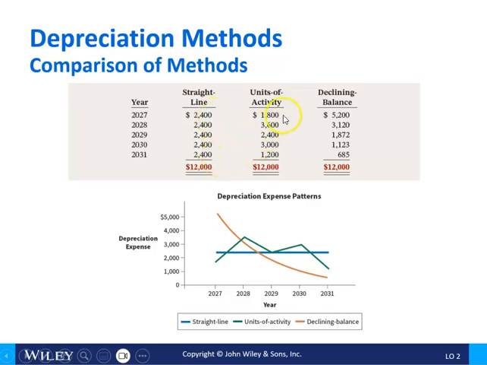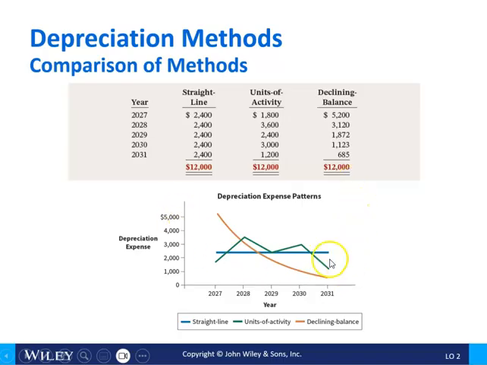Units of activity is going to vary. So it's 1,800, then 36, then lower, then higher. So it's going to vary based on the activity that we do in that year. And then declining balance, it's going to start up higher, but then the expense for the last year is going to be much lower because it declines as we go through.